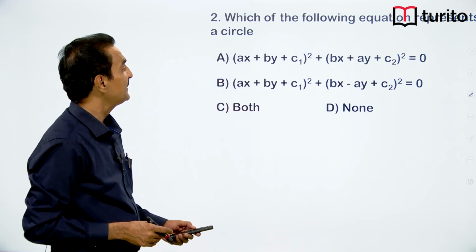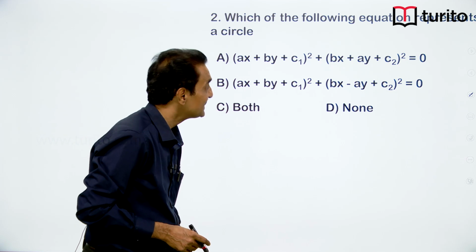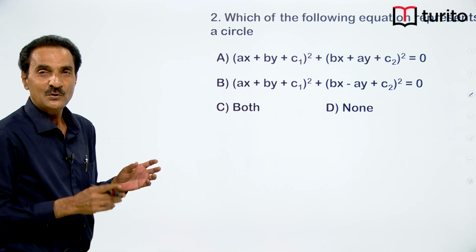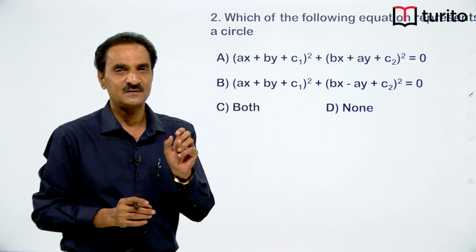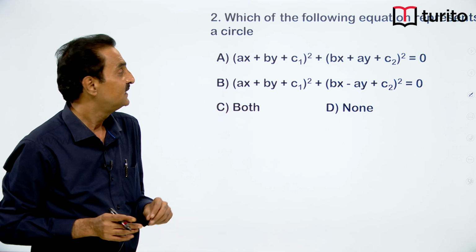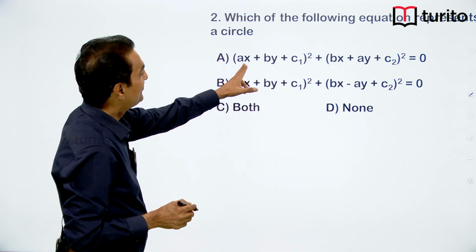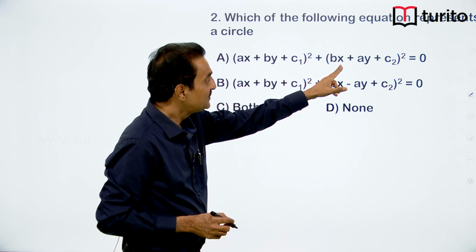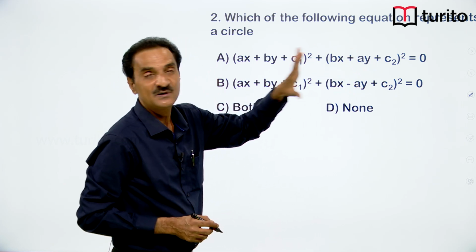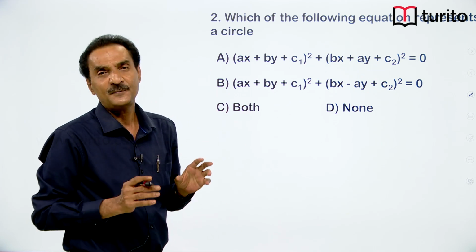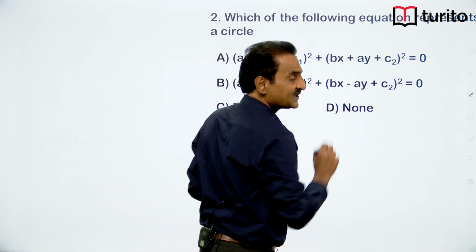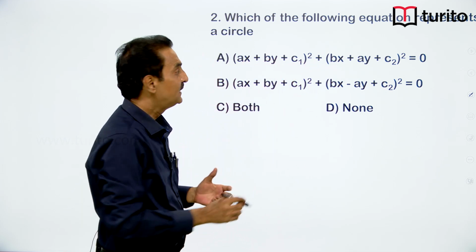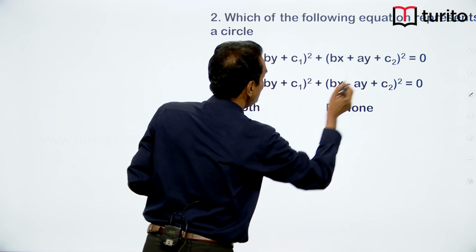Which of the following equations represents a circle? Question looks very simple, but there is a small twist. Here, first equation is (ax plus by plus c1) whole square plus (bx plus ay plus c2) whole square is equal to 0. And all of you know that when the sum of two perfect squares is 0, then both the terms are separately 0. So, this must be 0 and this must be 0.